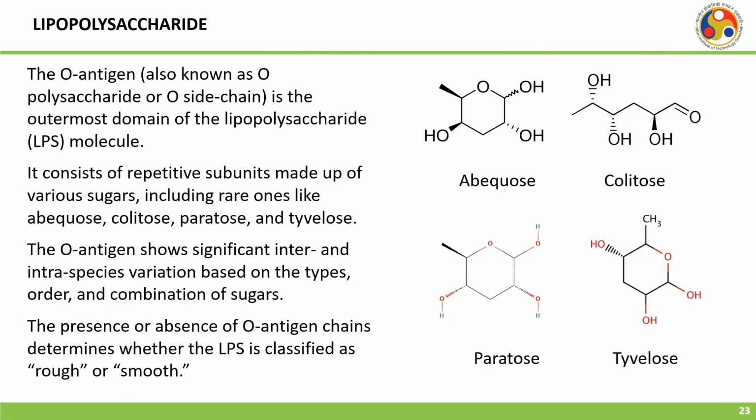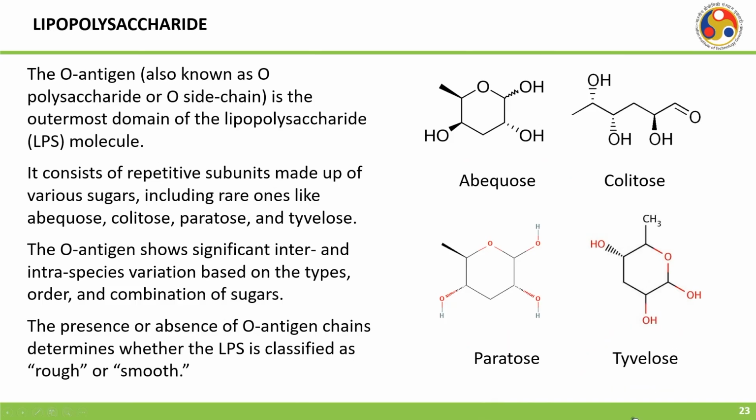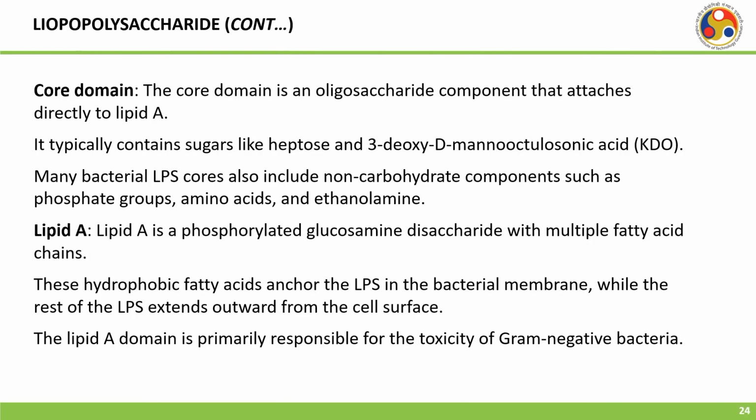The O antigen, also known as O polysaccharide or O side chain, is the outermost domain of the lipopolysaccharide molecule. It consists of repetitive subunits made up of various sugars, including rare ones like abequose, colitose, paratose, and tyvelose. The O antigen shows significant inter- and intraspecies variation based on the types, order, and combination of sugars. The presence or absence of O antigen chains determines whether the LPS is classified as rough or smooth.